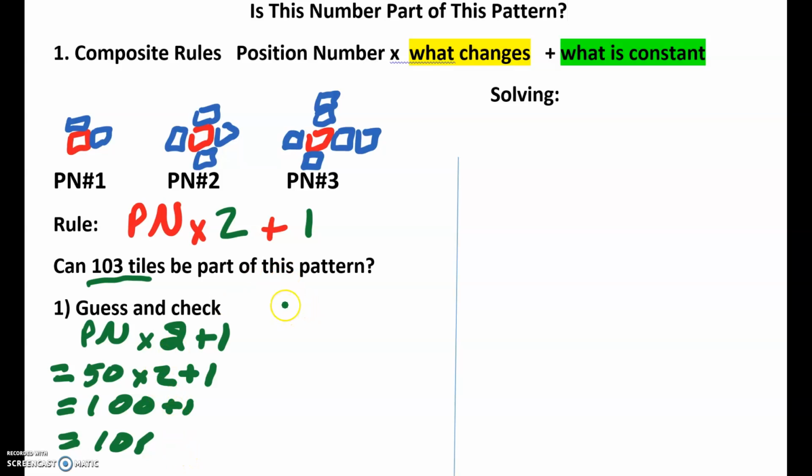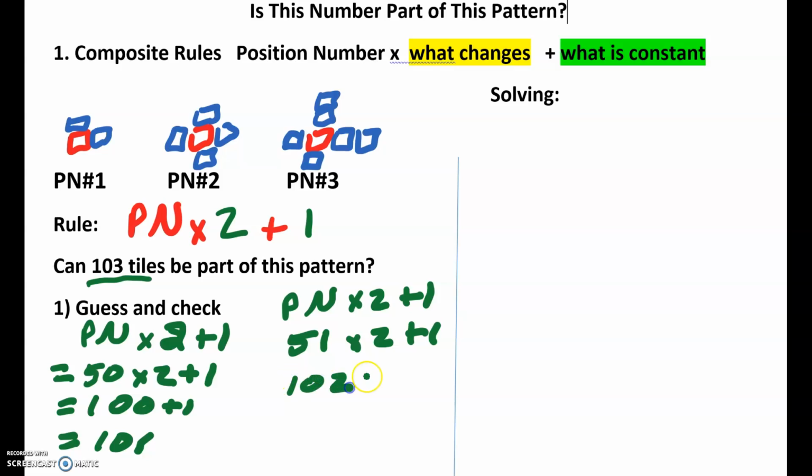So if I add 2 to that, I definitely get 103. Well, we need to confirm that. So I'm going to go to the next position number, multiply it by 2, add 1, and that's our expression rule. So I'm going to put 51 in here, times 2 plus 1. 51 times 2 is 102, plus 1 equals 103. So yes, I have verified through guess and check and some very efficient knowledge of number sense that 103 does fit in our pattern at the 51st position.